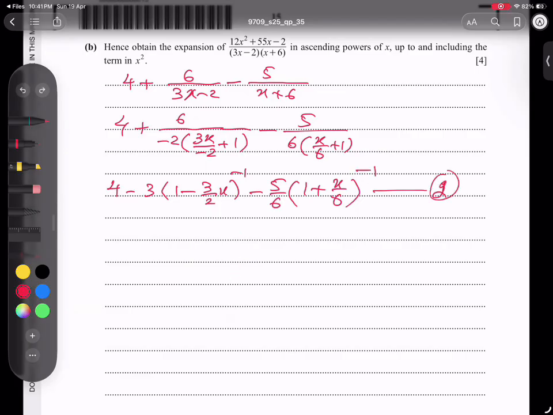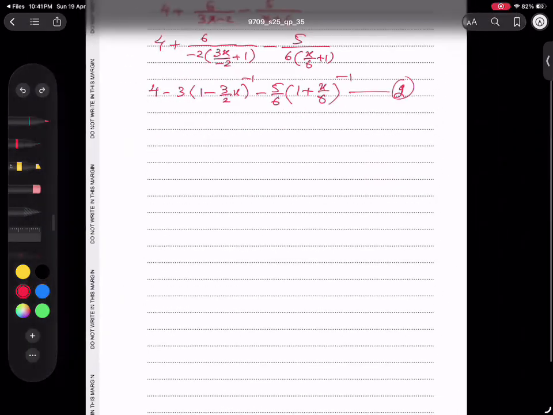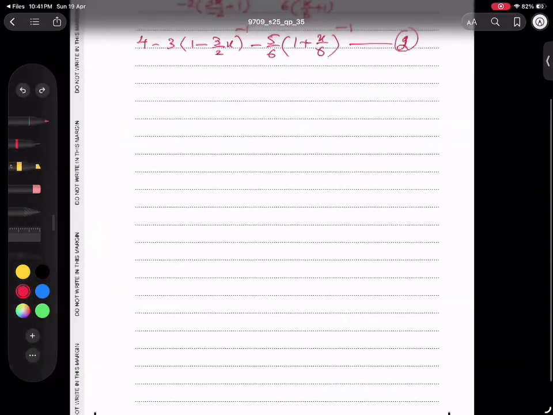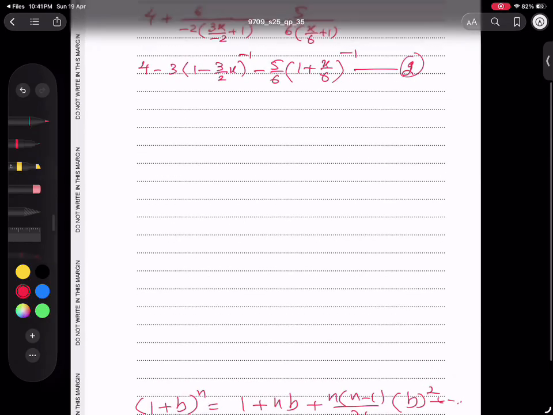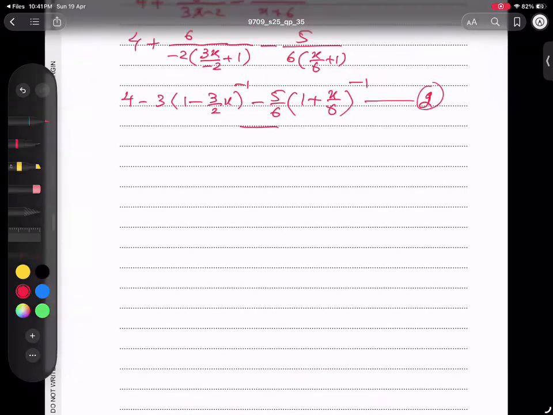And now, students, we are going to apply the formula. But the formula, you must know: 1 plus b to power n. So 1 plus nb plus n into n minus 1 over 2 factorial into square of b, and that's it. Because we need power 2 maximum. So students, let's try to do it. First, I'm applying on this. So I'm going to copy this complete, including sign.